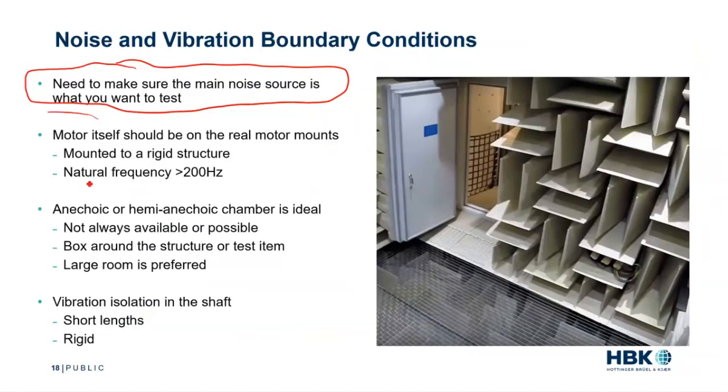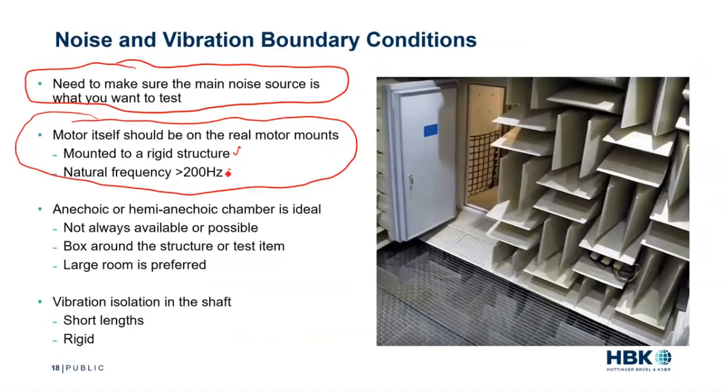But when we're mounting the motor, we should make sure that we're mounting the machine itself with the real motor mounts. What'll be in the vehicle, what will be in the tool or the pump, or pick your favorite device. So we want to use the real motor mounts. We want it mounted to a rigid structure. Again, coming back to that large mass of base, that large mass of the mounting plate. And ideally, we want to have a natural frequency greater than 200 hertz. And this is really, again, to make sure that we have that best possible measurement, that we're really eliminating outside sources.